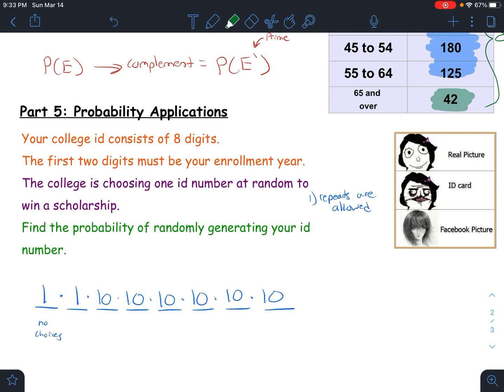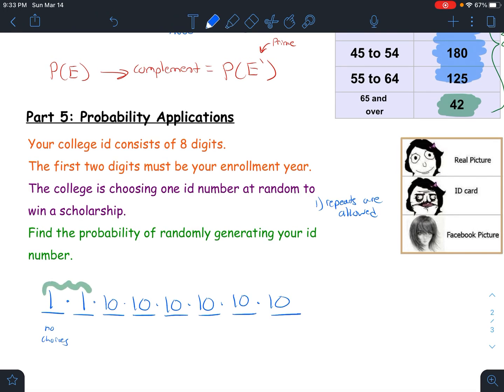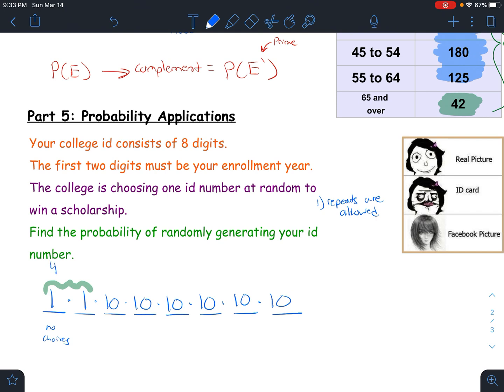So it is locked in. However, altogether here, we have to account for 4 different enrollment years. Or, in a nutshell, 4. These first 2 spaces together are going to act like a 4. Okay, so maybe your enrollment year was 2017, or it's 18, or it was 19, or it was 20. Okay, those are the first ways that every student ID number at this college is going to start. We had to make that assumption because they left us hanging with that.